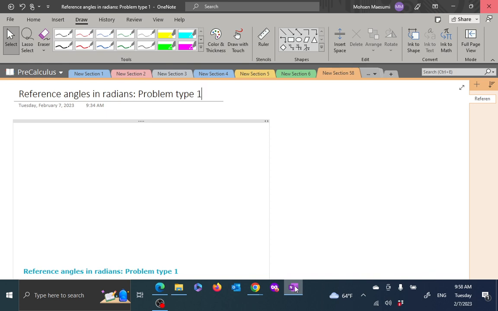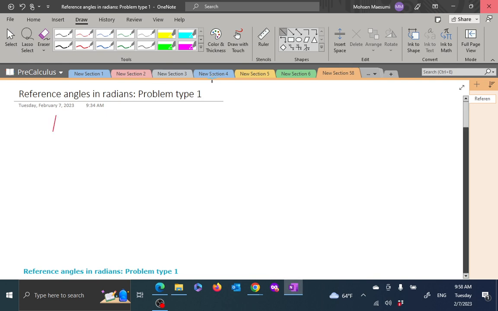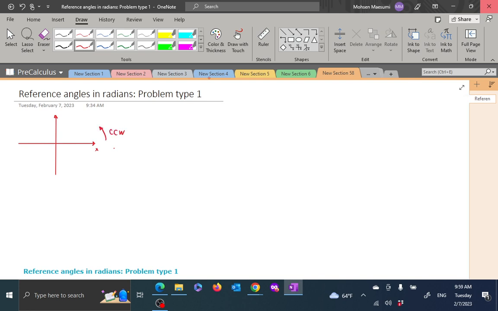So let's review the issue. What is it that we are after? So we said we have this coordinate system. We have the x-axis and the y-axis, and this is the positive direction for us, counterclockwise, and if we are going in this clockwise direction, that's considered negative.